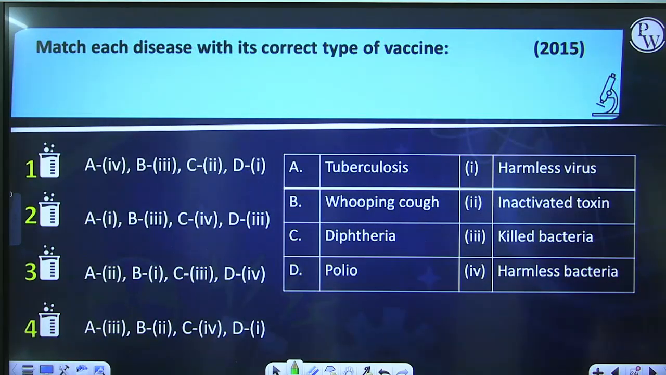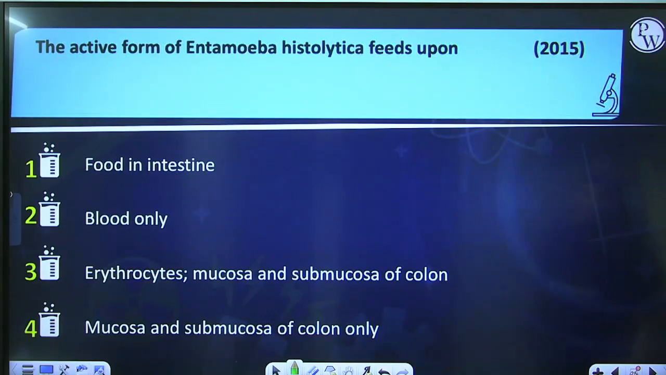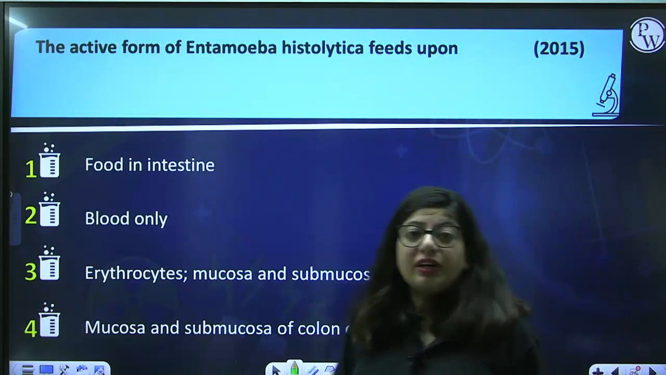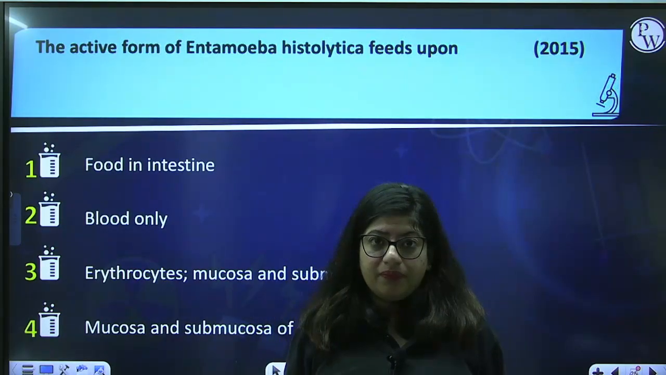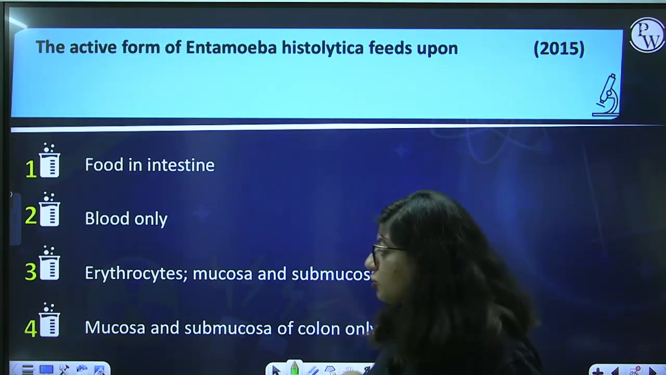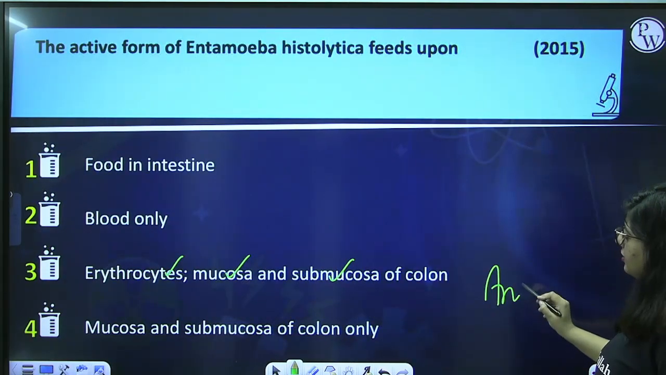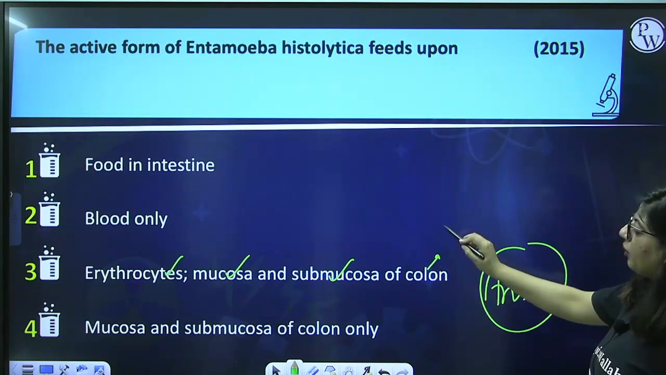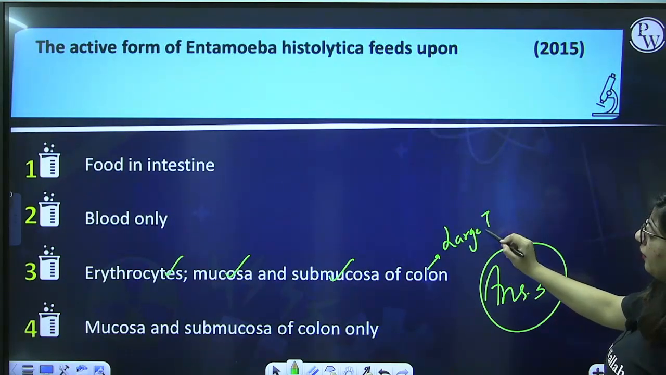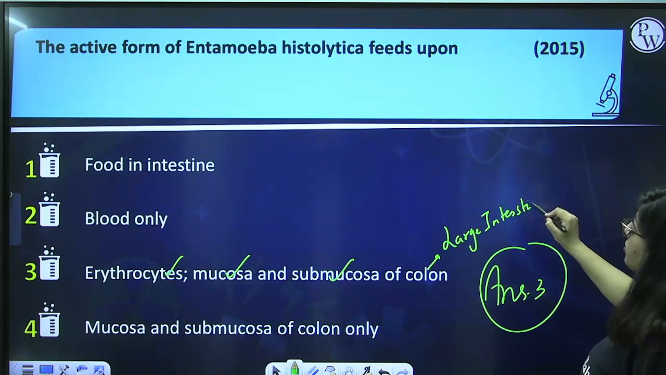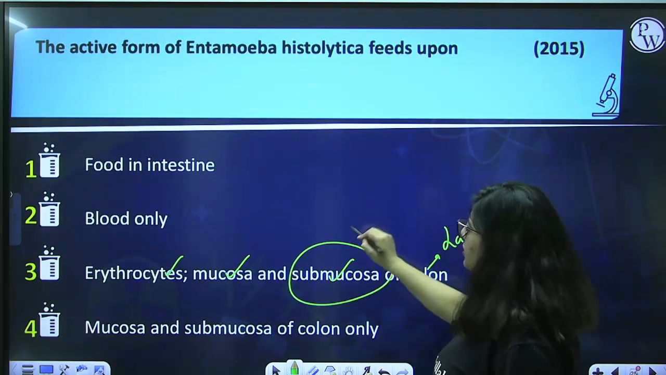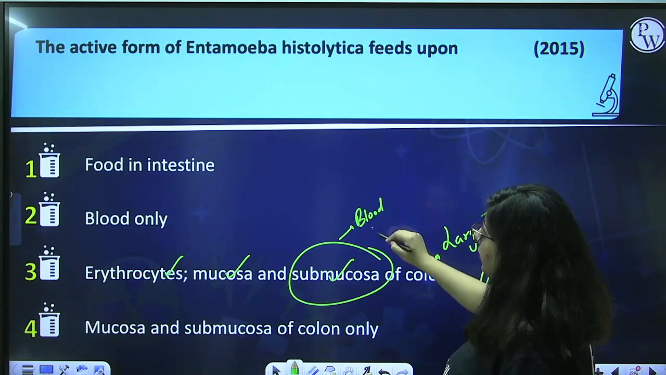Match the following again. Tuberculosis. Alright, so we will not do this question because this one is on the vaccine. Let's leave this. The active form of Entamoeba histolytica feeds upon. Entamoeba histolytica destroys your mucus and mucosa and it will also drink your blood. So it will destroy your RBC, mucosa and submucosa. So answer is 3. Of colon. Colon is a part of large intestine. That's why you get dysentery, because it is destroying all the layers. Submucosa contains blood vessels, guys.